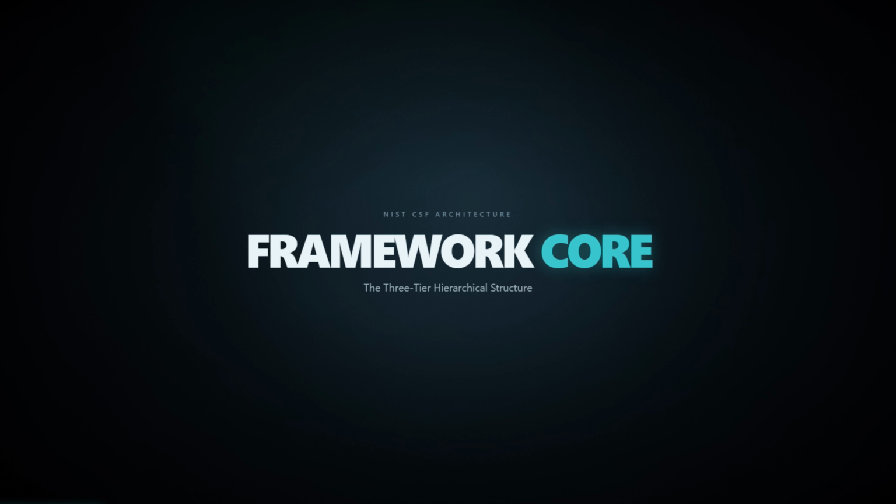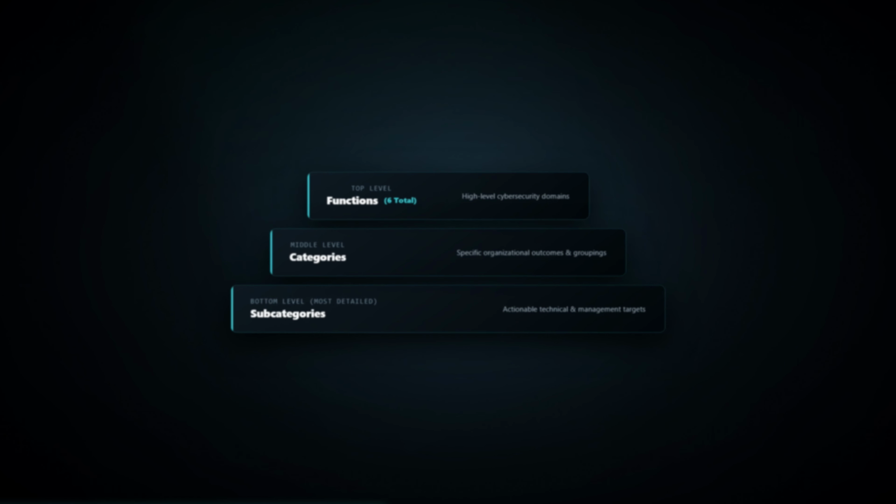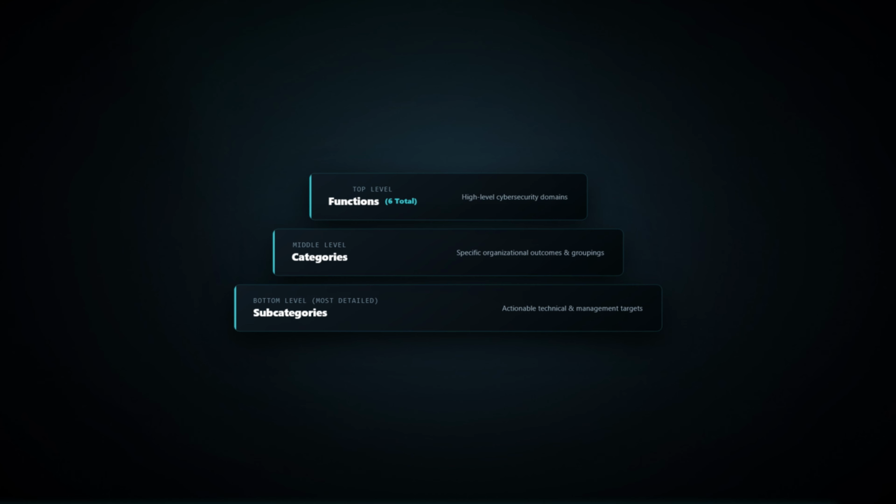The foundation of the entire NIST CSF is the framework core, which is composed of 3 layers. At the top are functions, 6 high-level goals. In the middle are categories, the specific topics of each function. And below are subcategories, the most detailed desired outcomes or goals. Now let's look at the 6 functions and their main categories one by one.